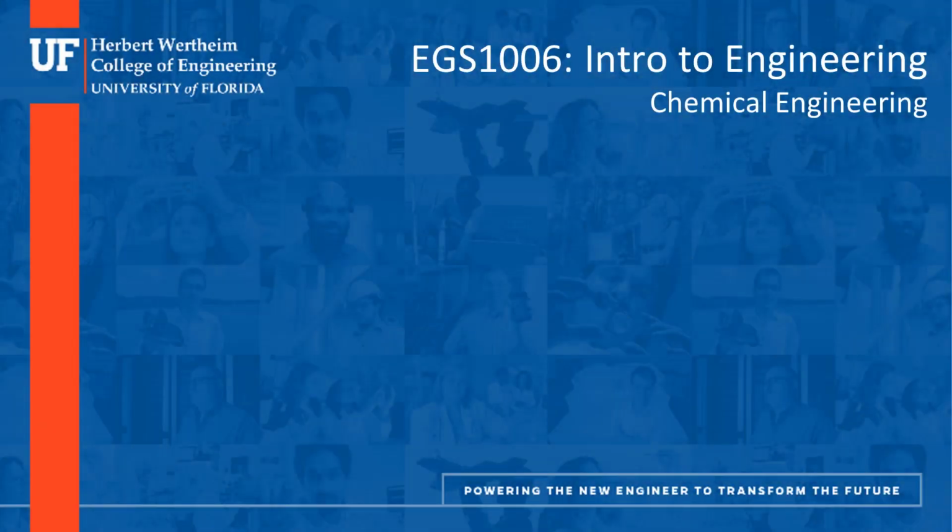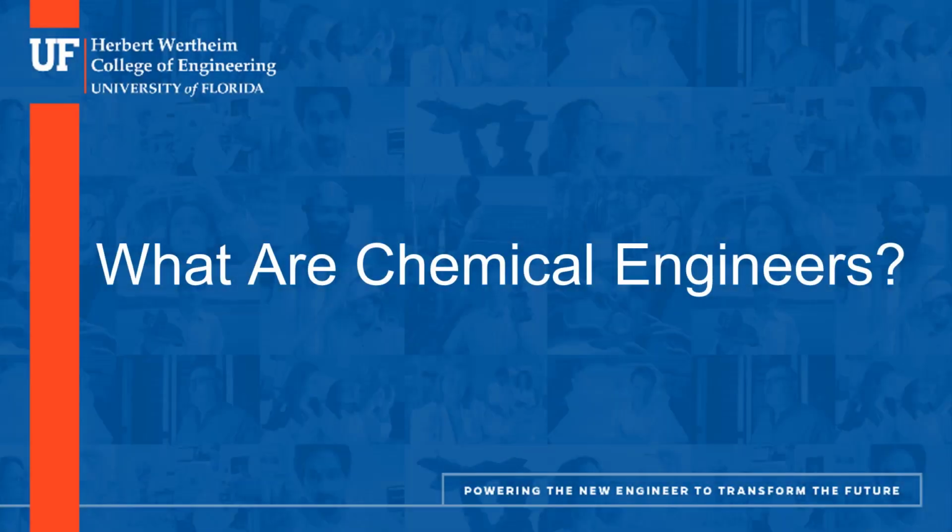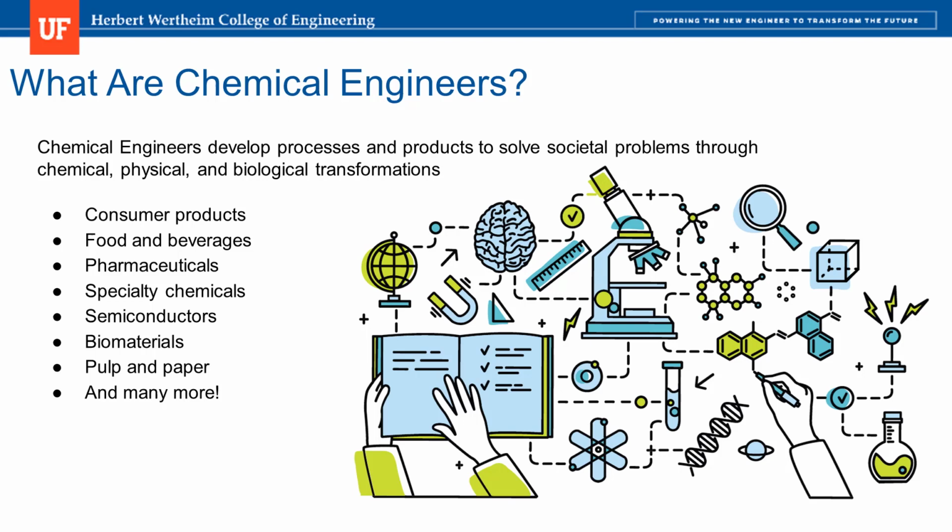Welcome to the Chemical Engineering section of EGS1006, Intro to Engineering. As a chemical engineer, your career options are diverse and exciting. You will develop the skills needed to design processes to produce anything made by chemical or biological means, including consumer products, food and beverages, pharmaceuticals, specialty chemicals, semiconductors, biomaterials, pulp and paper, and more.